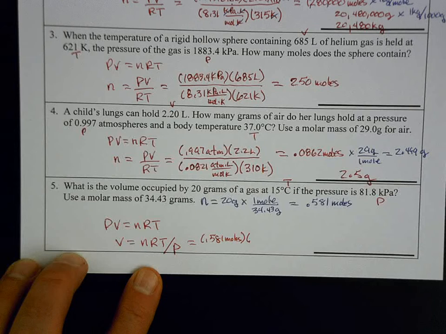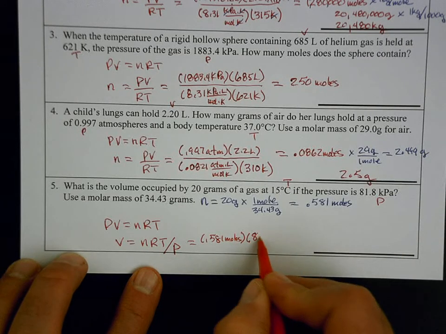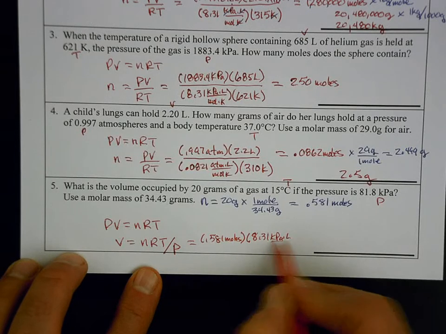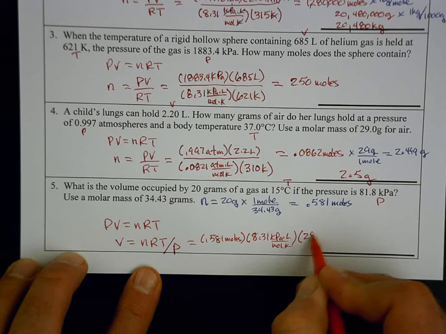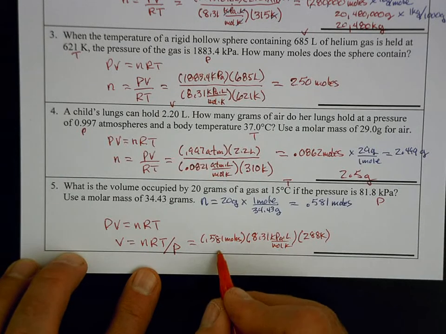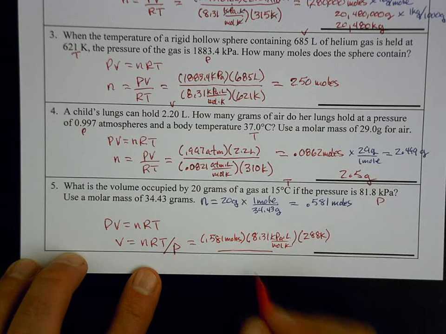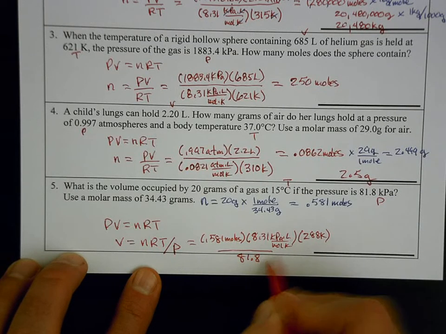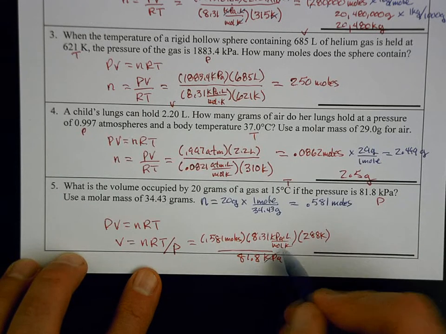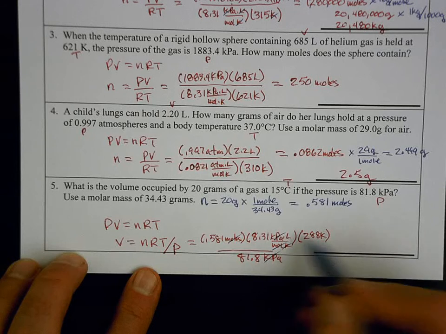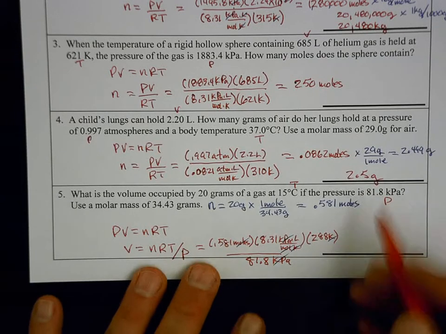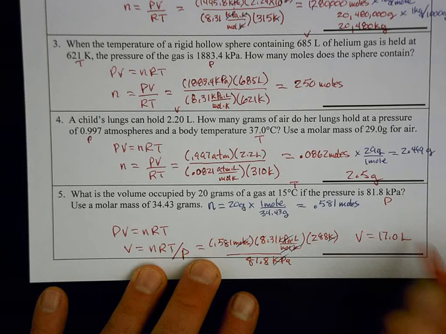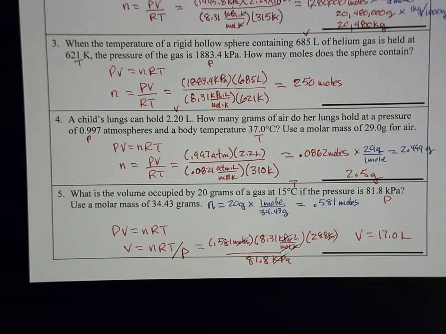My R, again, since I'm going to be in kPa, I'll use the 8.31 kPa liter per mole K. I have my T. 15 degrees makes it 288 K. 15 plus 273. And then all of that is going to be over my pressure of 81.8 kPa. So the kPa's, the moles, the K's all cancel out, and I'm left with just liters, and it turns out this will be 17.0 liters. Any questions?